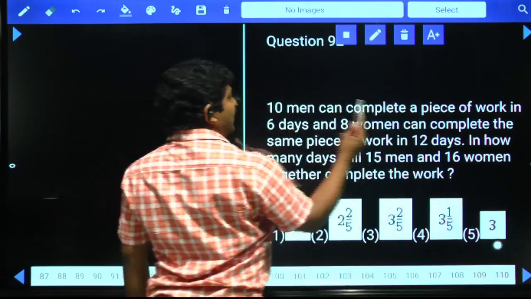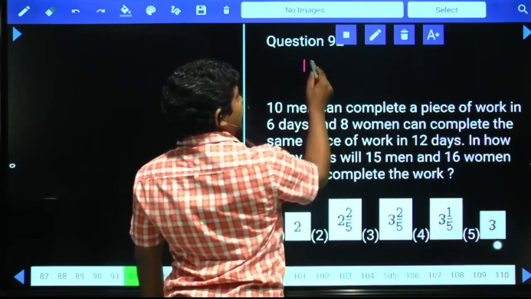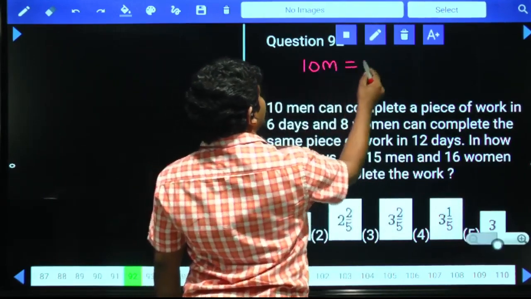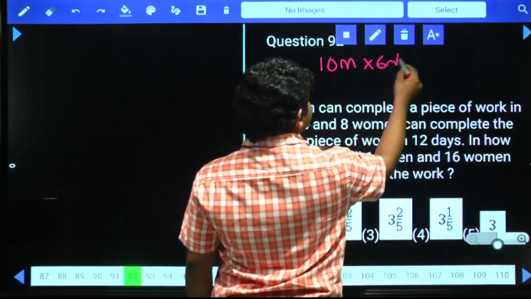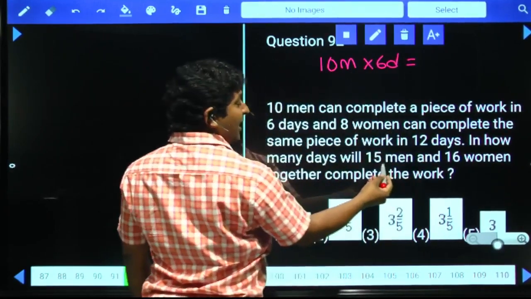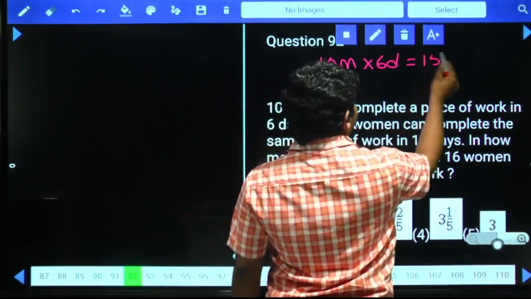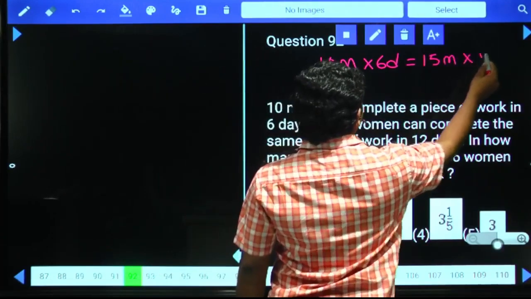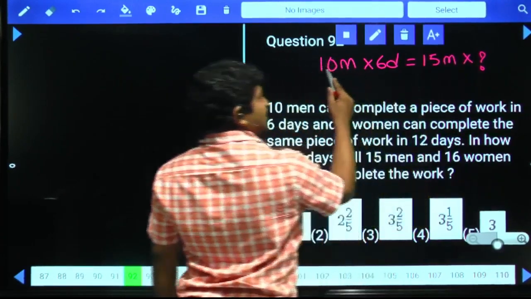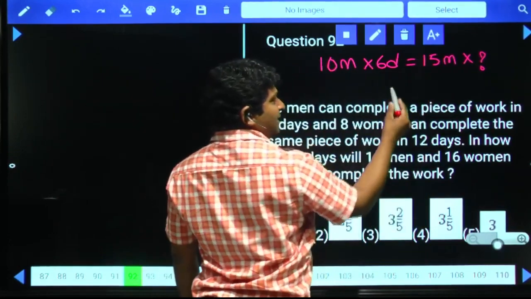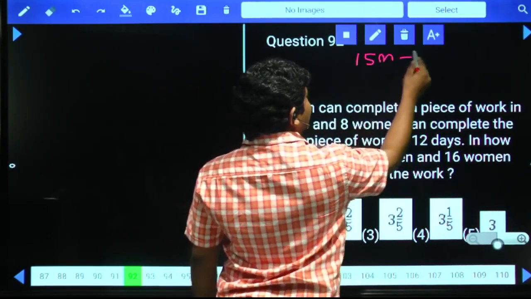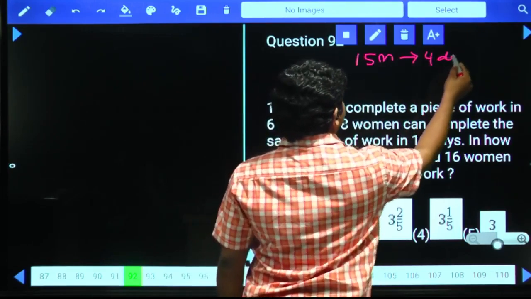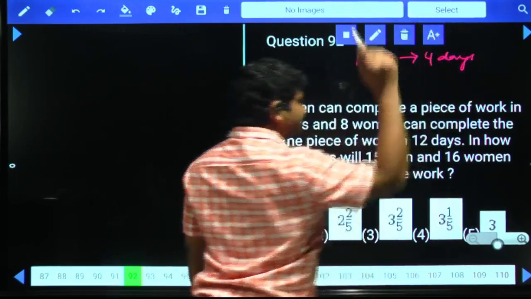Now if 10 men can do it in 6 days, you have 15 men here. 15 men can do it in how many days? 60 by 15, that is equal to 4. So 15 men can complete the work in 4 days. This is the information available.